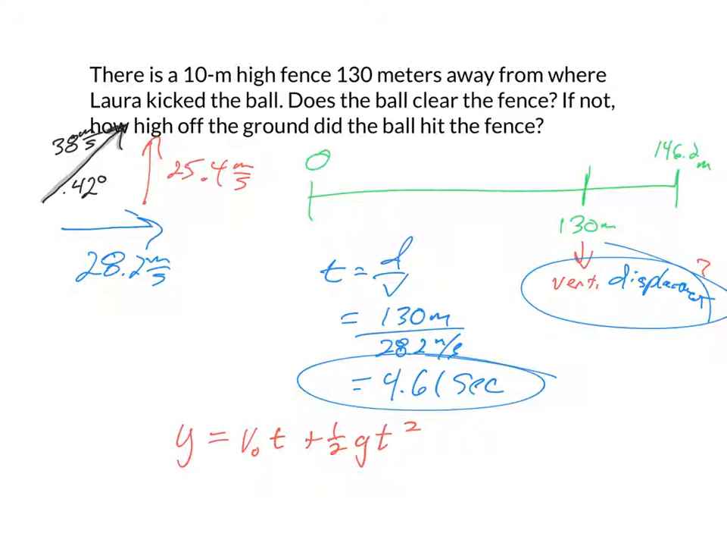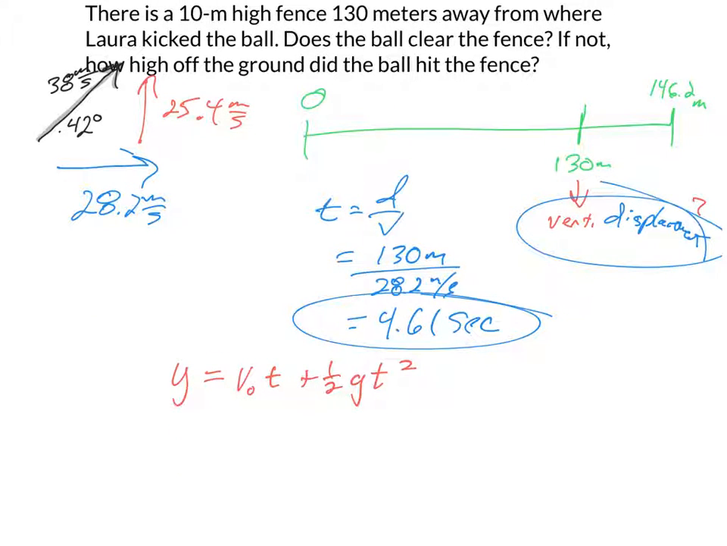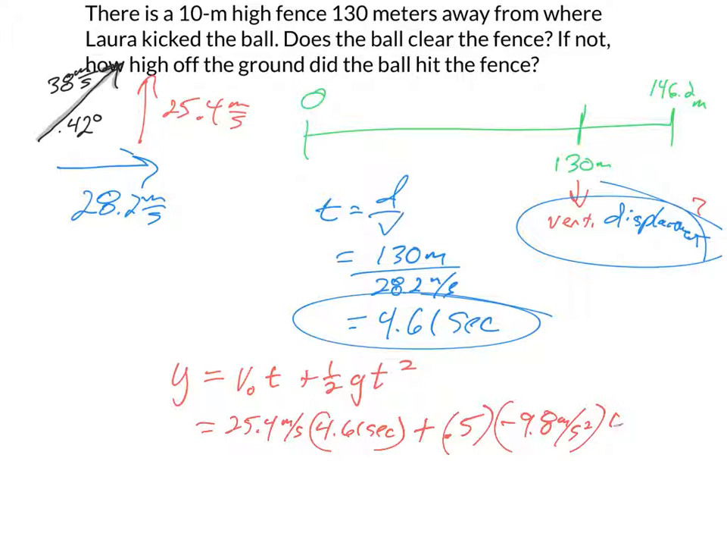Now, careful here on this one. My initial velocity is 25.4 meters per second. My time, we just said, was 4.61 seconds. And then, because gravity is negative, it's going to be negative. Well, I'll just show you. Plus 0.5, you know I hate fractions, negative 9.8 meters per second squared. My time is still 4.61 seconds. But remember, that gets squared. This negative and this positive will turn into a negative. So let's do this multiplication first so I get meters out of there. Seconds goes away.